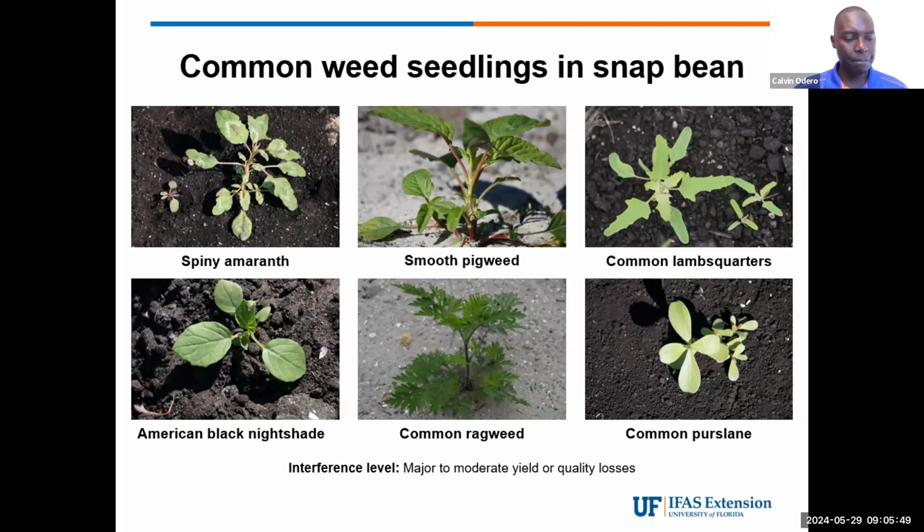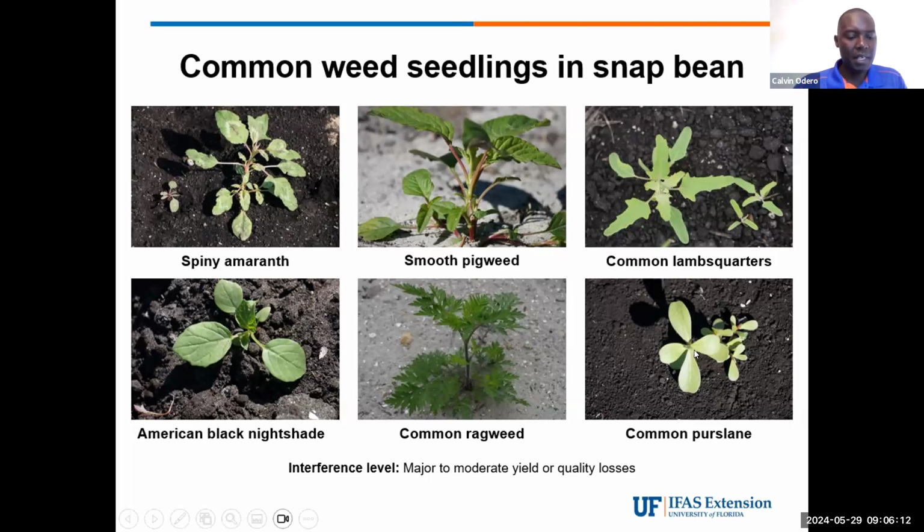And then the American nightshade has dark green leaves. It's typically covered in hairs, and the stems are usually going to be purplish and hairy. And then common ragweed, as you can see, the leaves are very deeply lobed. It's also covered in hair. The stems are going to be hairy. And as you can see, the stem is usually also purplish in color.